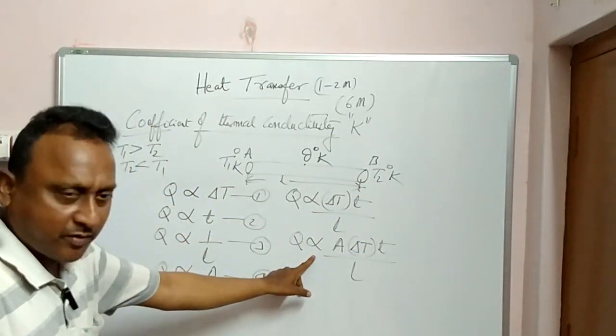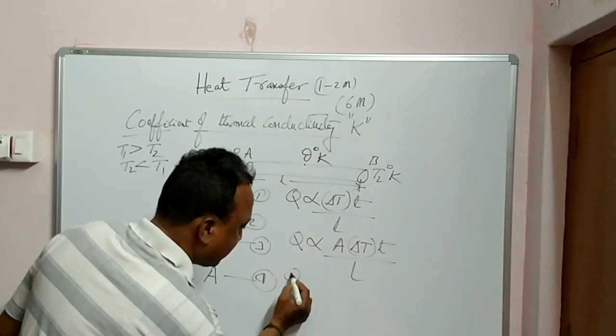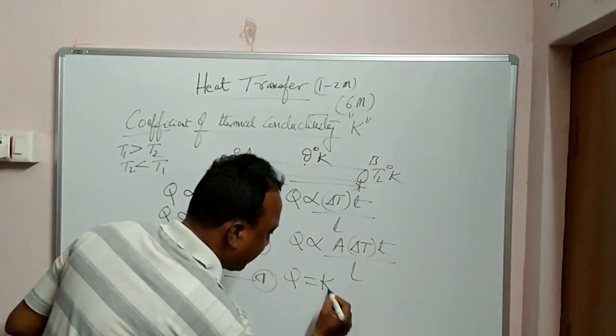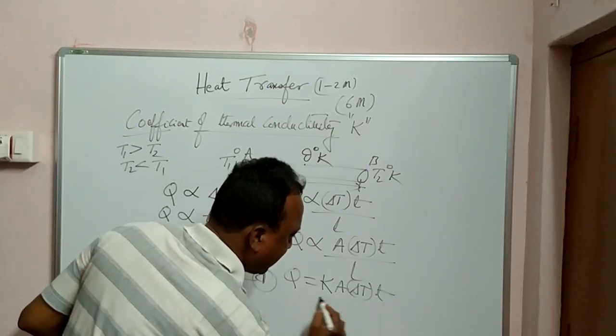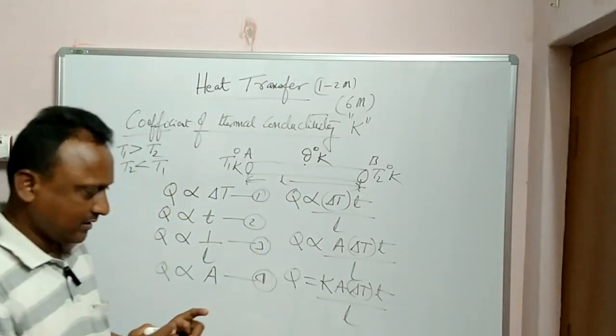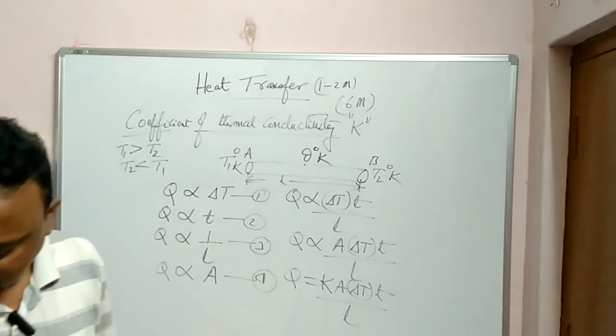Now if you remove the proportionality, introduce a constant. Remove the proportionality and put a constant. Q equals K A into delta T into t by L. Please note down these equations. They are very important.